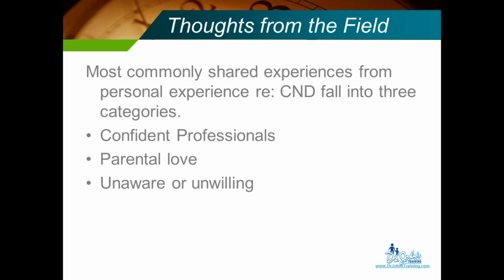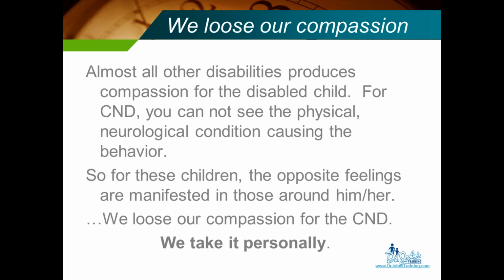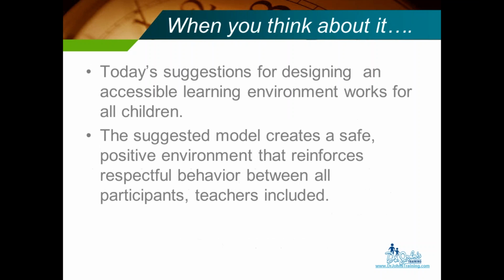And then the third group is those who are unaware and seem unwilling to accept that there are children who are just so different, whose behavior is not a manifestation of trying to be disruptive or disobedient. Almost all other disabilities produce compassion for the disabled child because we can see it. For the child with a neurological disorder, you can't see the physical neurological condition causing the behavior. So for these children, often the opposite feelings are manifested in those around us. We tend to lose our compassion for these children. We take it personally. And that's one of the top suggestions on the lists of what you can do to improve the instructional environment for children with neurological disorders: don't take it personally. At times I understand it's very hard not to.